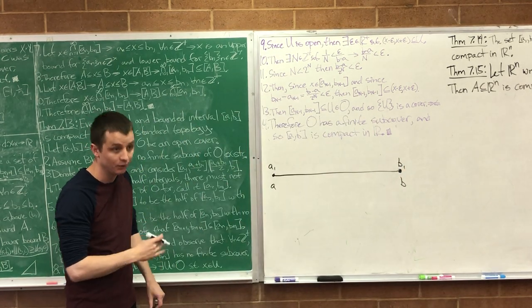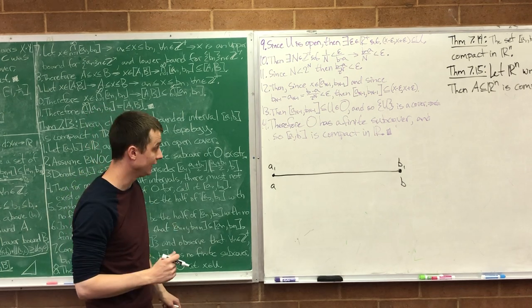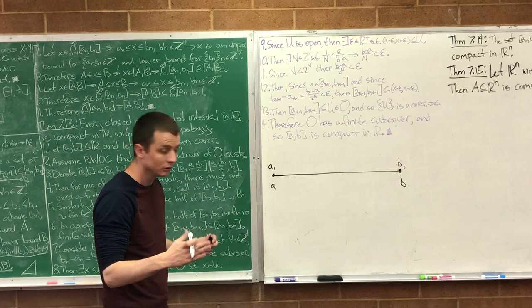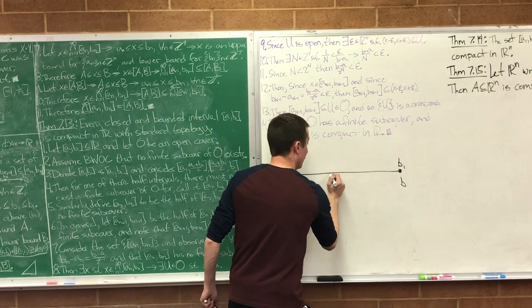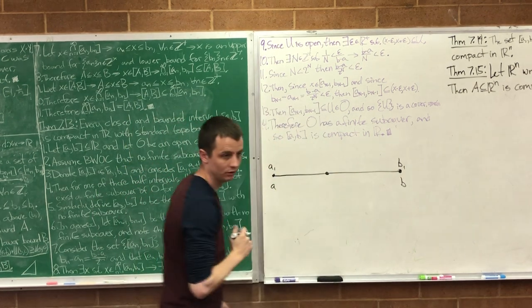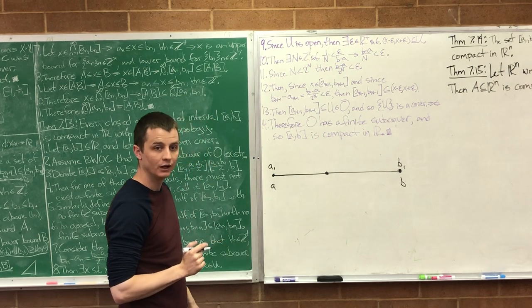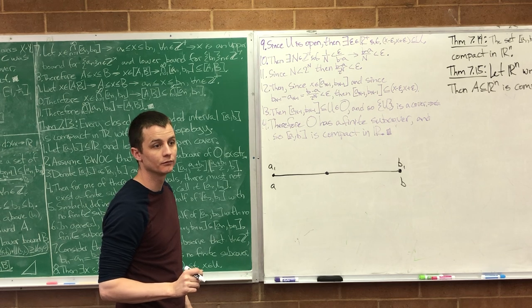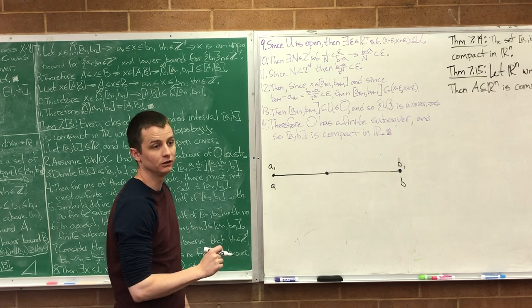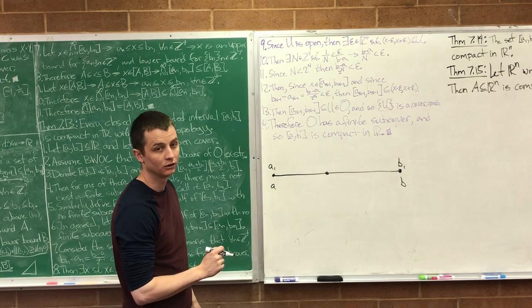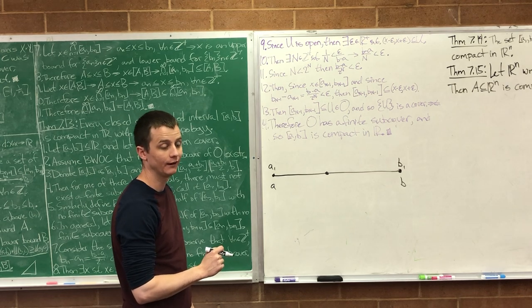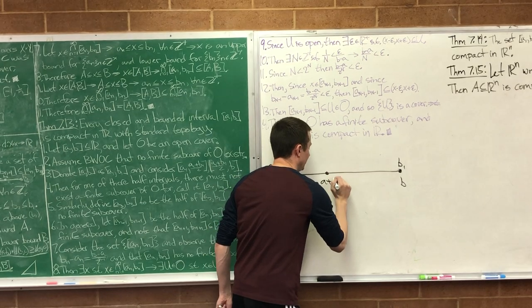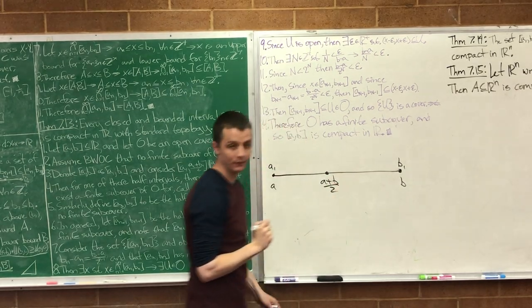I'm going to create a subinterval of this called [a2, b2]. I'm going to split it in half and call the half [a2, b2]. So pick the middle point. How do you find the middle between two points? What's the middle of 5 and 15? 10. How'd you do that? Add them, divide by 2. (a + b)/2 is always its midpoint.